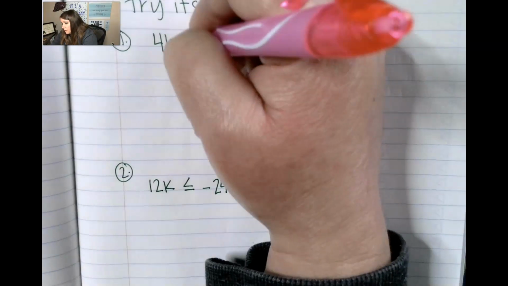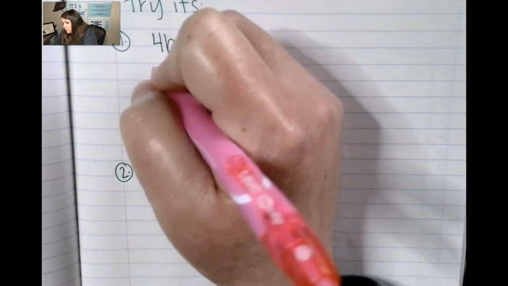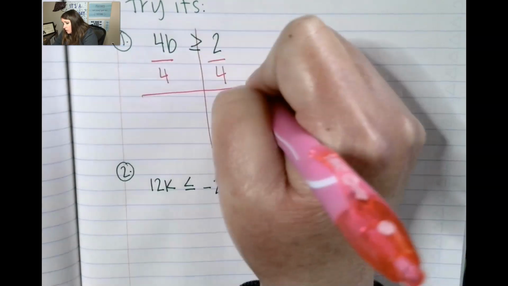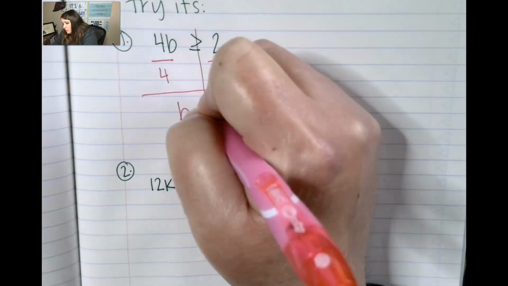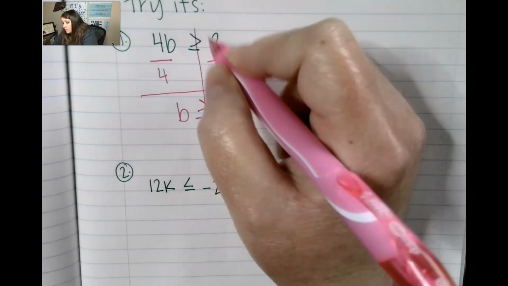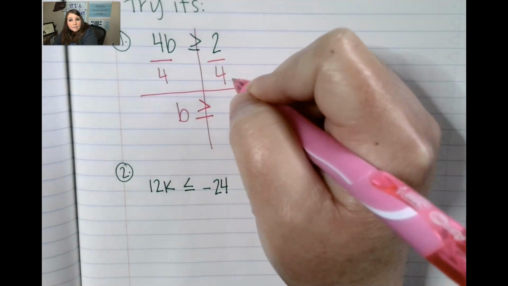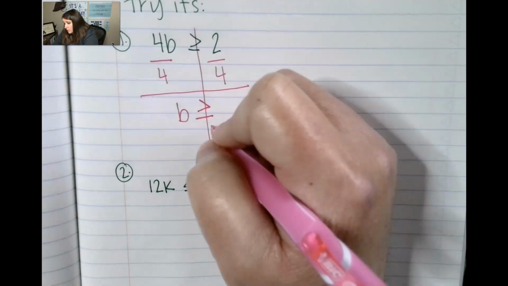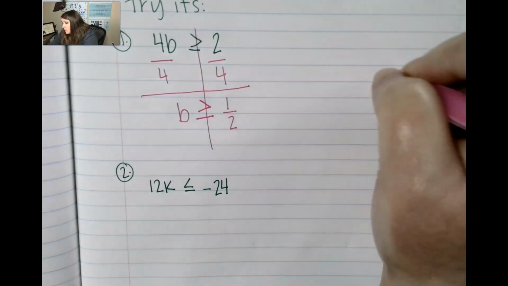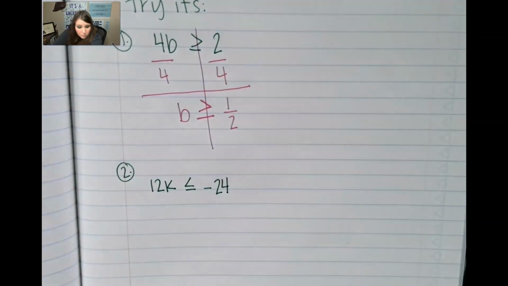All right, so we're going to draw this balance line. Divide by 4. Divide by 4. I get b, letters on the left. That's awesome. Is greater than or equal to. Okay, this I'm just going to reduce my fraction, so I get 1 over 2. So b is greater than or equal to 1/2.